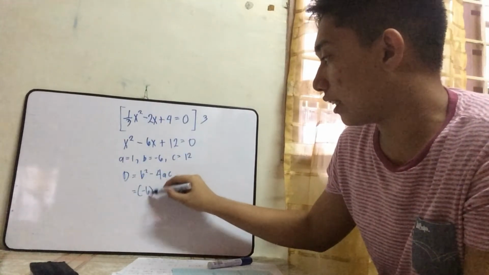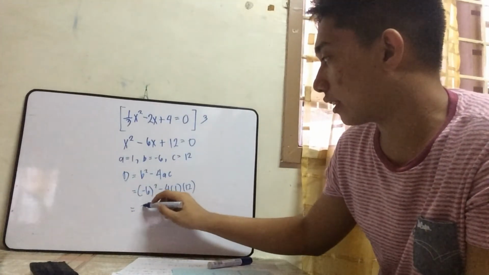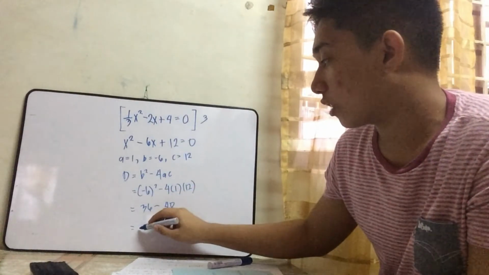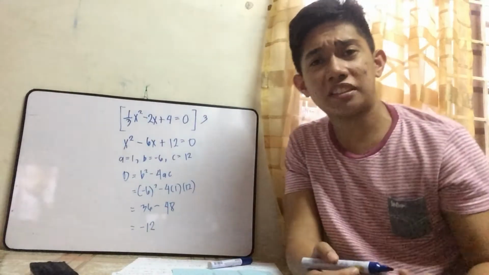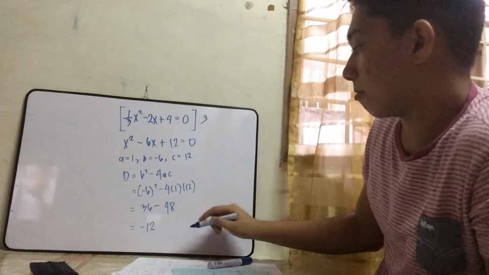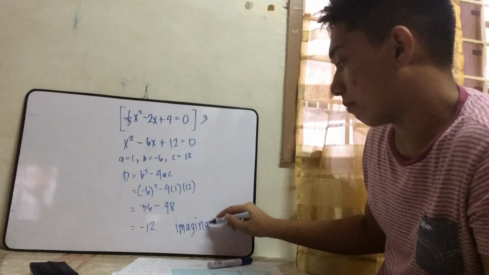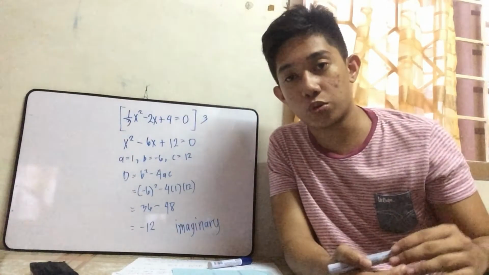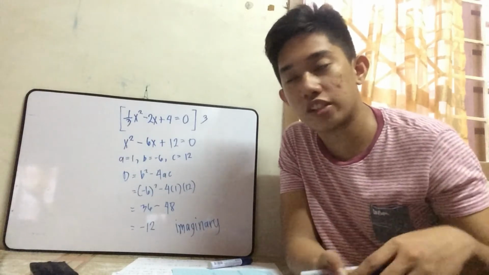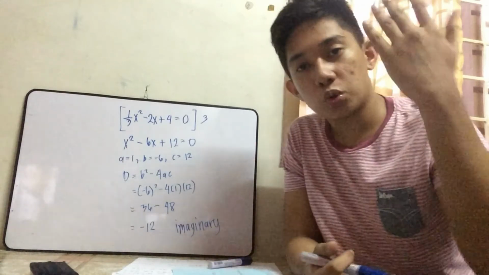So, this will become negative 6 squared minus 4 times 1 times 12. This is 36. Minus 12 times 4 is 48. So, your answer is negative 12. So, napansin yung negative. Therefore, the nature of the roots of this equation given is imaginary. So, it contains imaginary roots or complex roots.